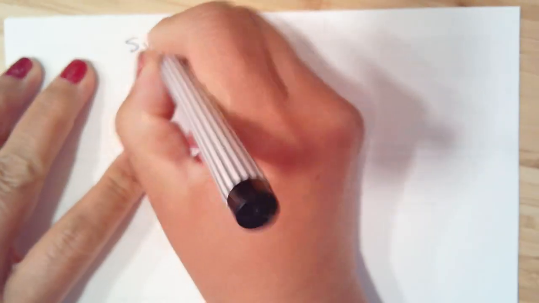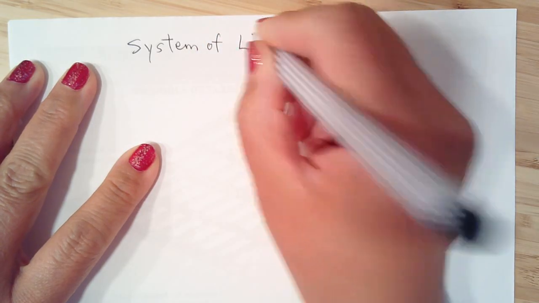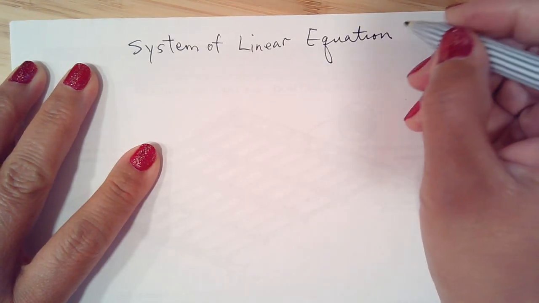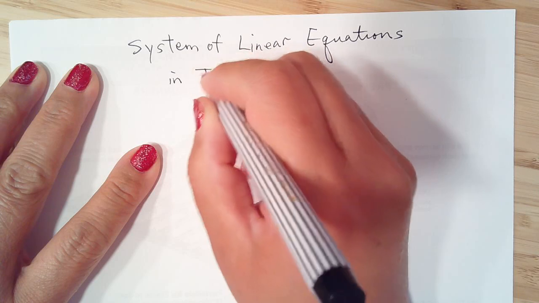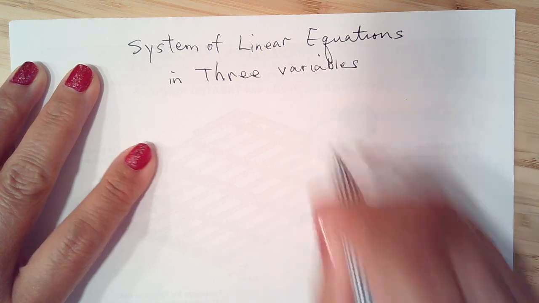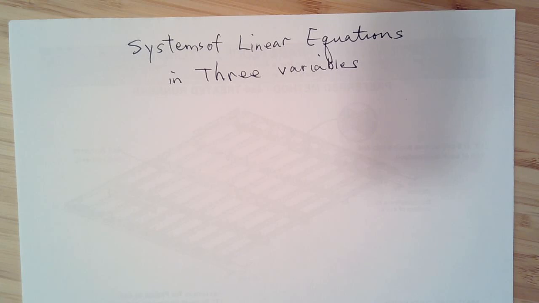Okay, we learned how to solve the system of linear equations with two variables. Now we're going to do the next one, that is a system of linear equations in three variables. In order to solve this, the system, or systems, because if we want to solve more, the system of linear equations of three looks like this.